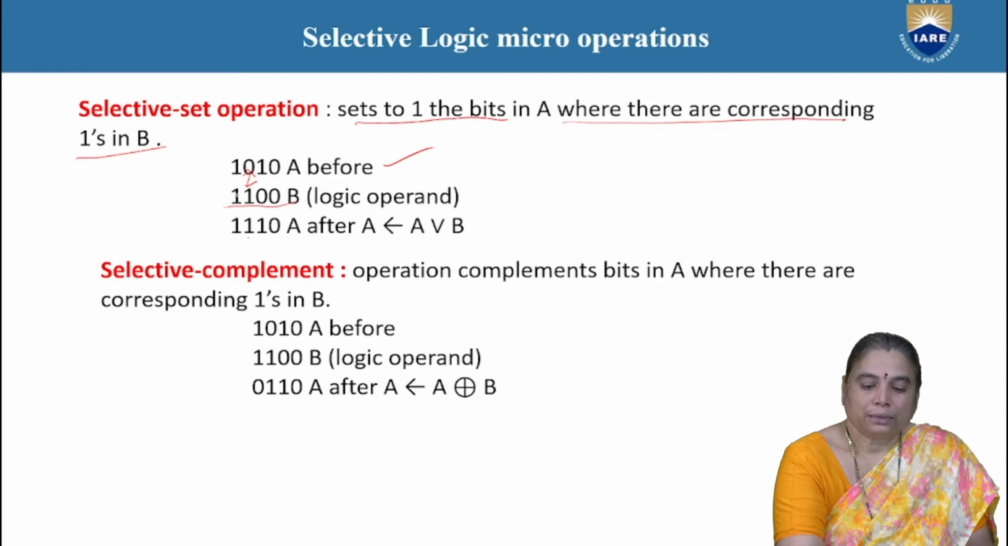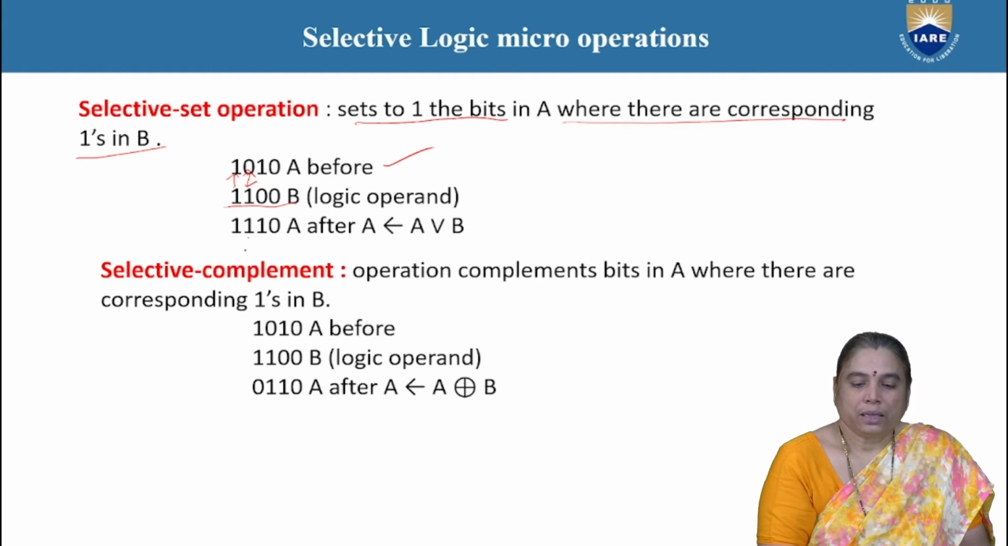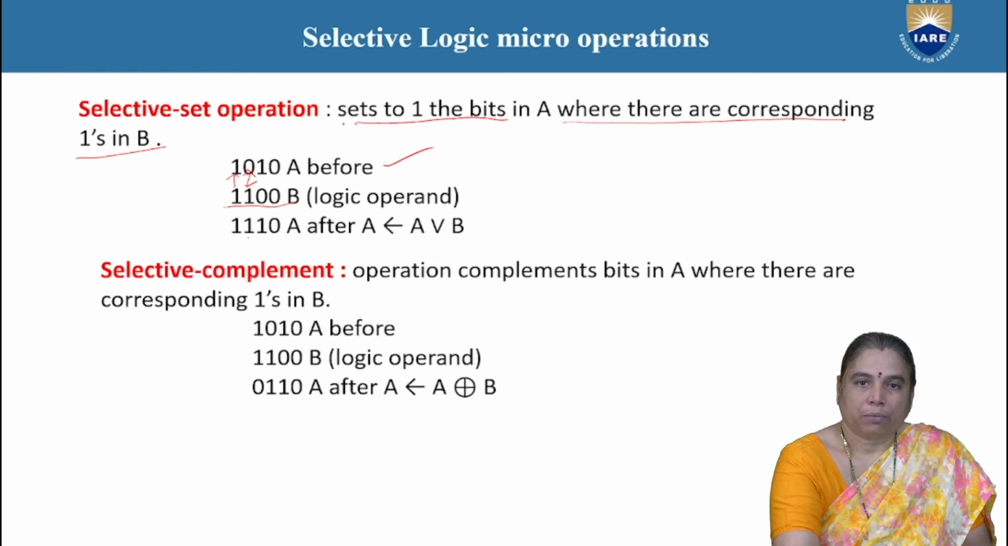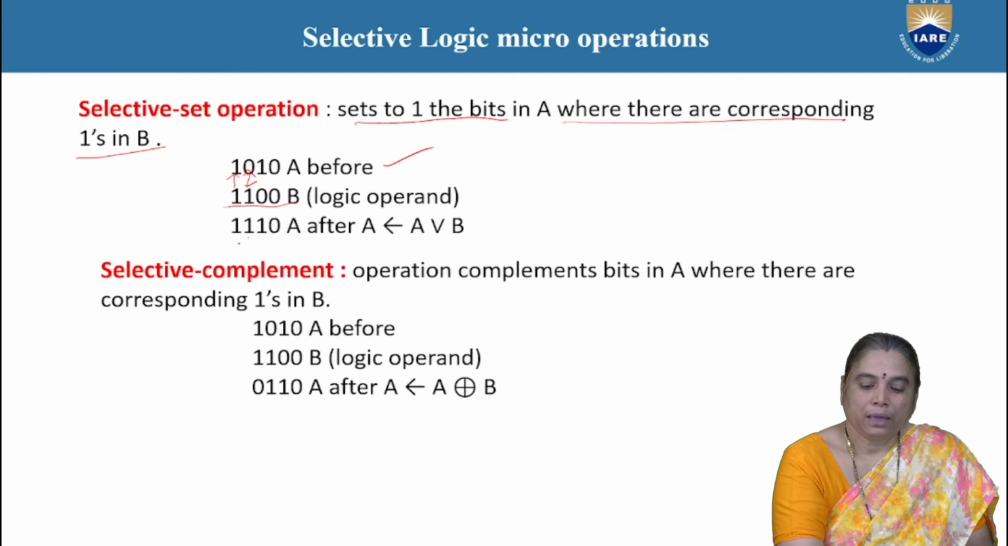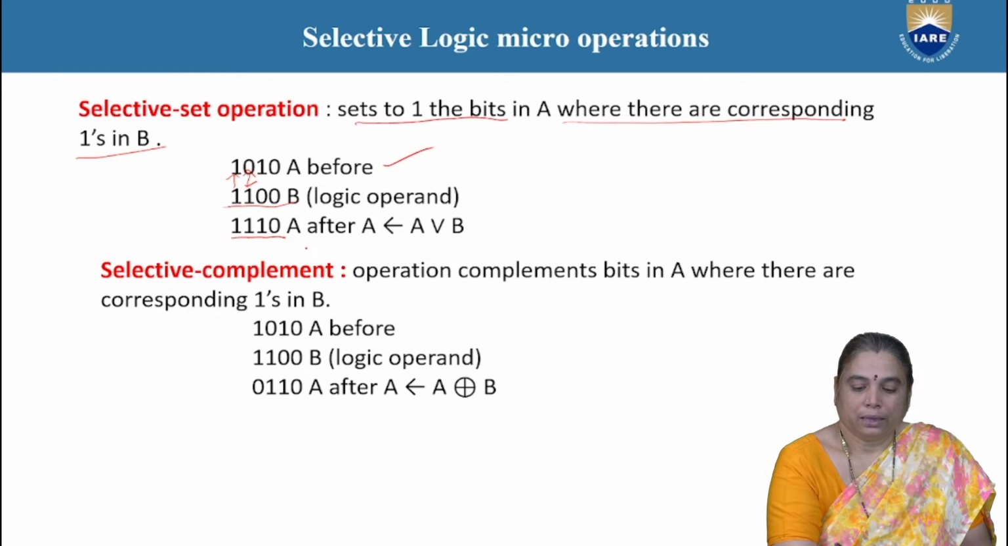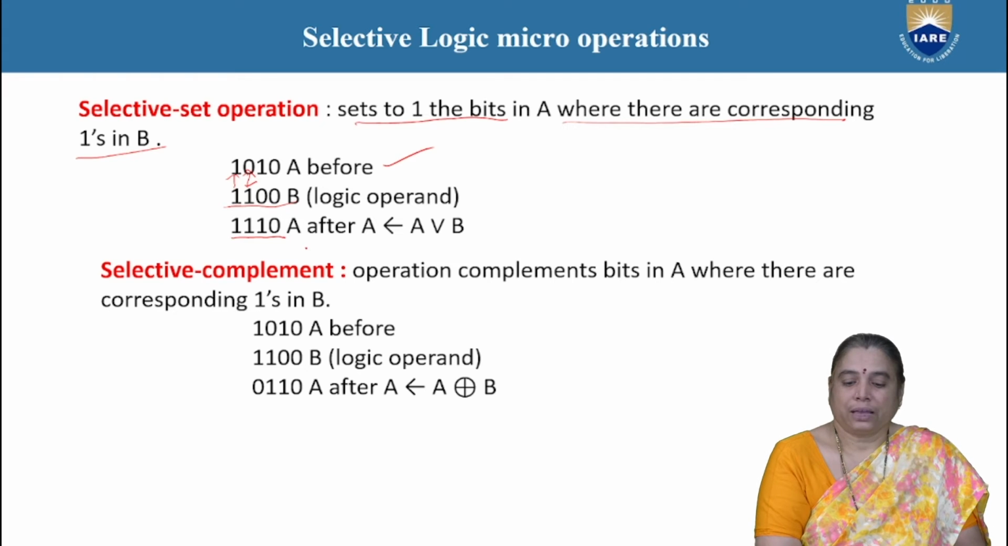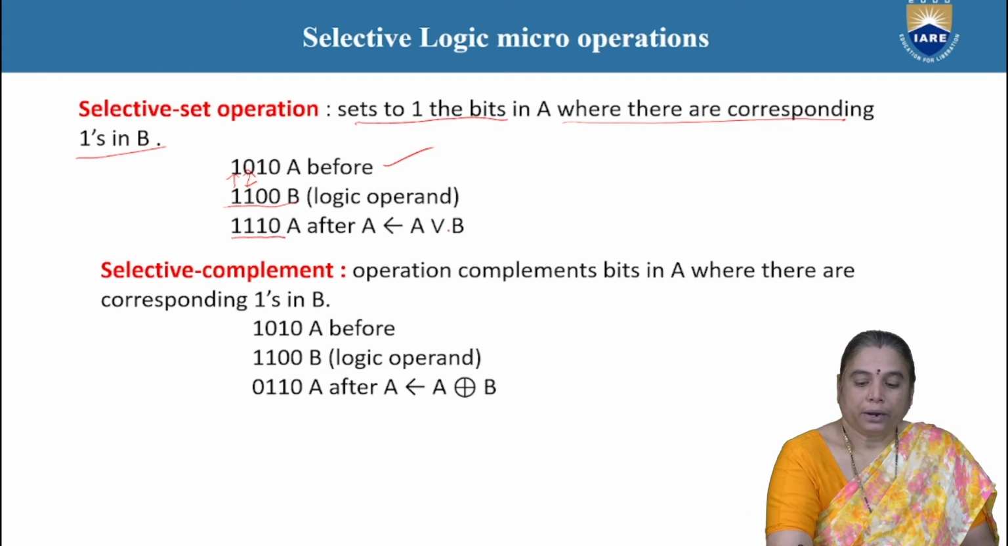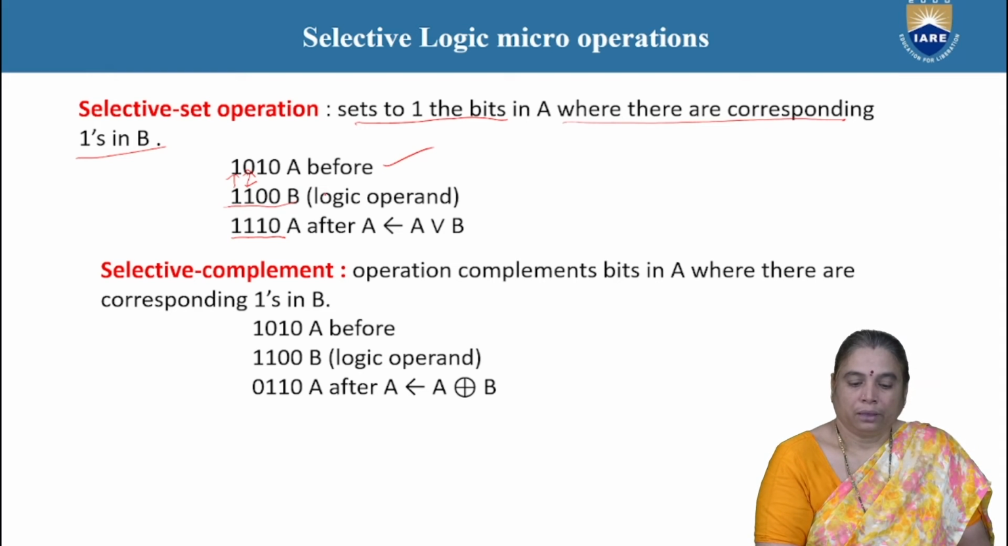Here in the next position, another occurrence of 1 is there in the B register, but the corresponding bit of the A is also 1. So there is no need to change. After applying the selective set operation, the result can be 1110 in the A register, which is exactly equivalent to the OR operation applied between A and B.